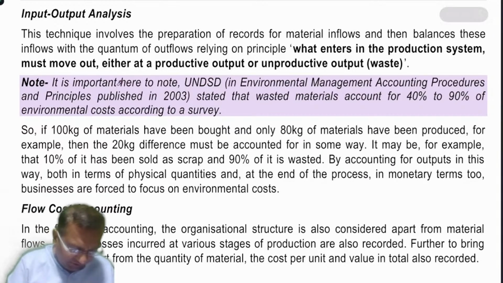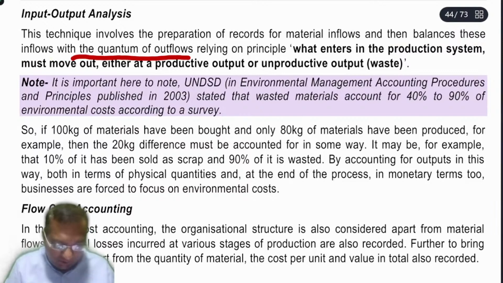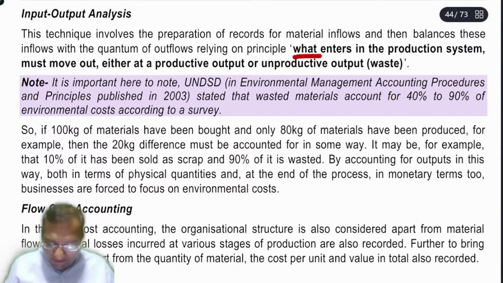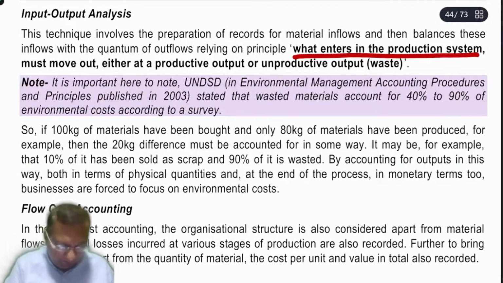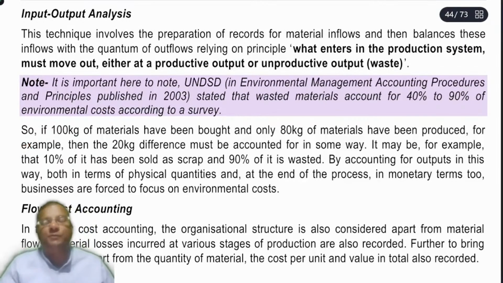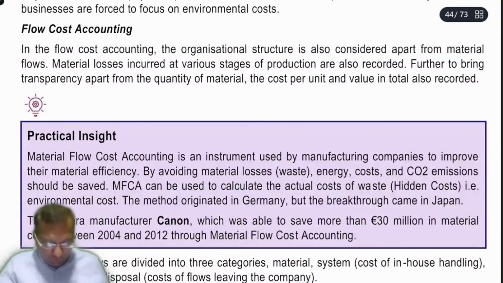So this technique involves the preparation of record for the material inflow and then balances this material inflow with the quantum of outflow, relying on a principle. This is a very important principle. What enters in the production process must move out. Either it is a productive output or it will be an unproductive output. One example is also given regarding input output analysis. Okay. Next method is flow cost accounting, some advancement of input output analysis.